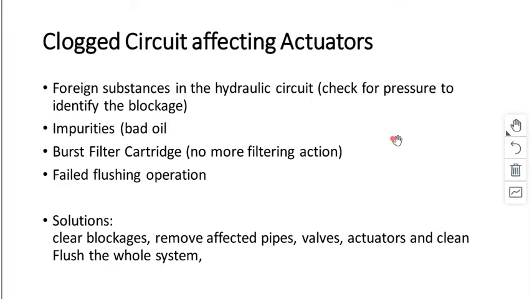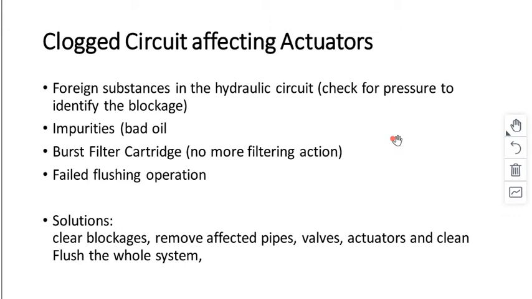Okay, clogged circuit affecting actuators. Foreign substances in the hydraulic circuit could be in there, so you check for pressure to identify the blockage. Impurities could be bad oil. Burst filter cartridge, there's no more filtering action taking place, so if they burst, and again, it's not that unlikely considering the pressures you're dealing with.